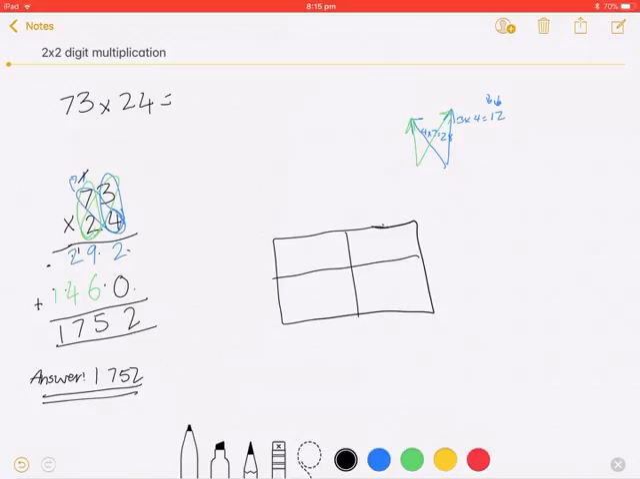Okay, so we've got 73. All I've done is partition the number 73 into 70 plus 3, and then 24. Now my first step, I can do 70 times 20. My base fact in that is actually 7 times 2. 7 times 2 is 14. And then I've got 10 times 10. So 10 times 10 is 100.